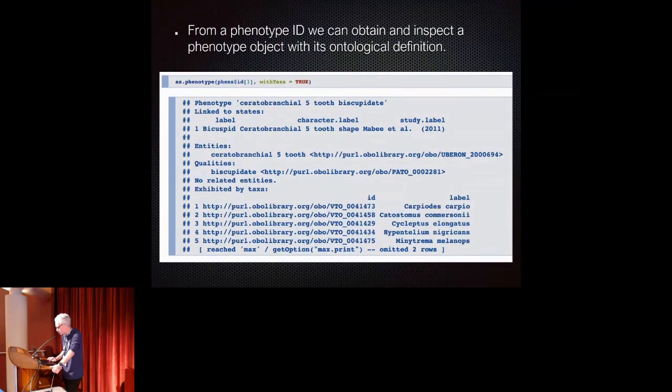So here's the character state that it's linked to. It's the bicuspid state, the state labeled bicuspid for the character ceratobranchial 5-tooth shape, right, from the study. And this is linked to the NED term from Uberon and the quality term from Pato that formalize the semantics of the phenotype.